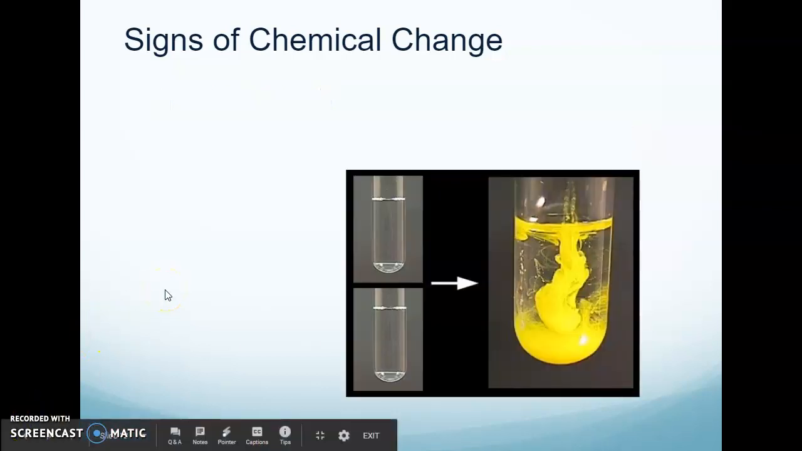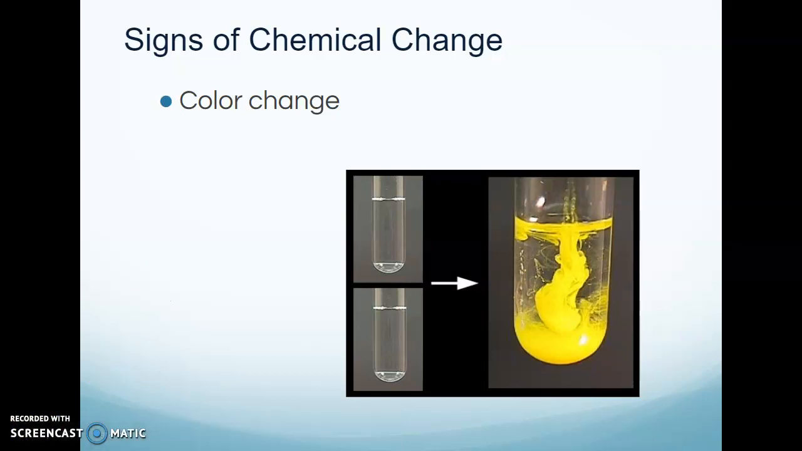The last example of a sign of a chemical change is if we see a color change. The key thing is that we are mixing two clear liquids, and when we mix them together, in the product we're going to see an evident color change. That would be an example of a chemical change.